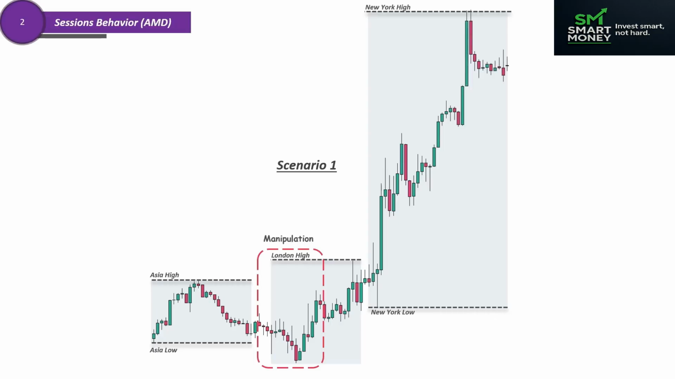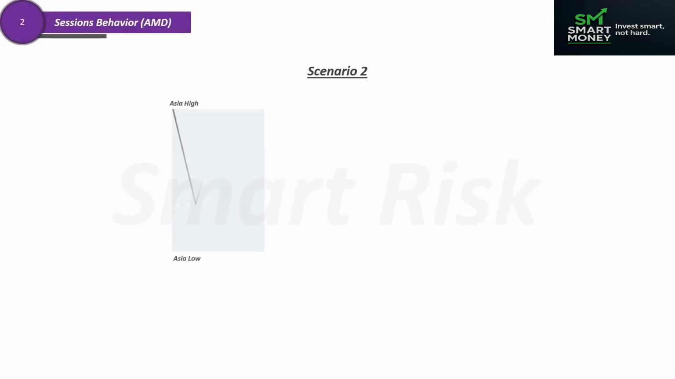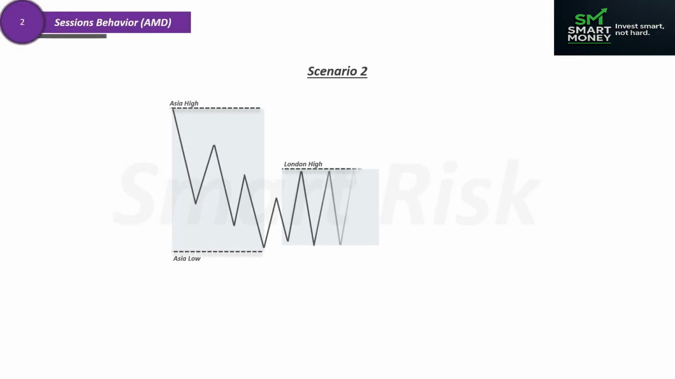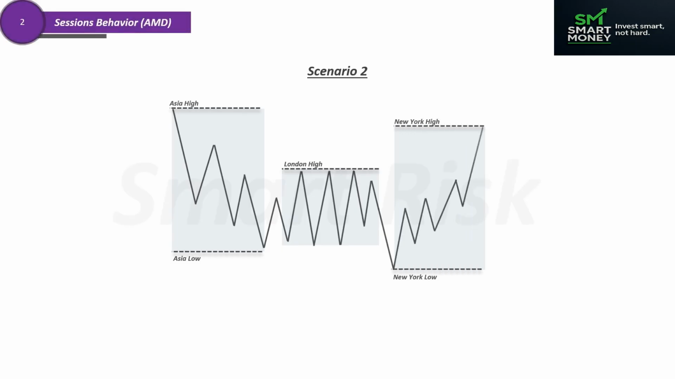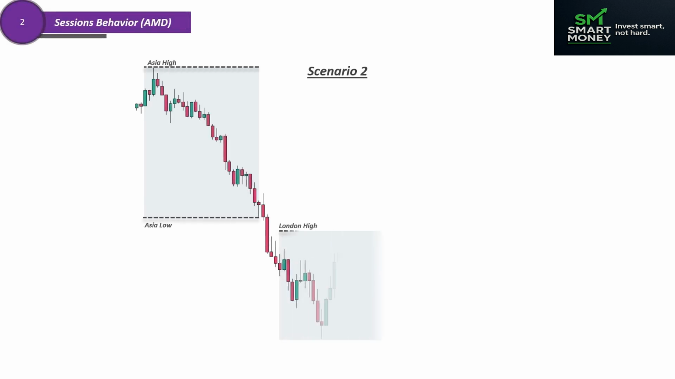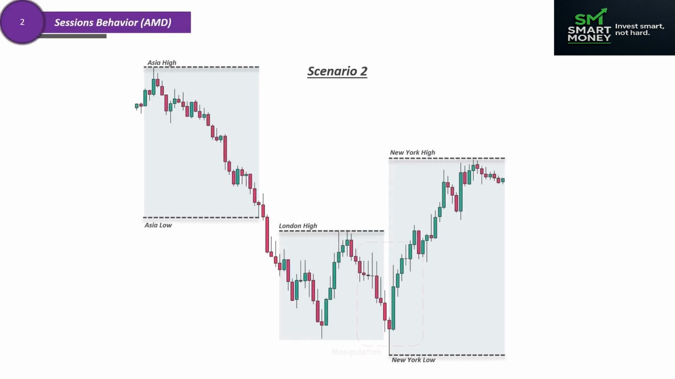However, if price expands instead of accumulating during the Asian kill zone, then you should not expect London to manipulate right away. Instead, London is more likely to accumulate, which means the manipulation phase is more likely to happen during the New York or London close kill zones. So in the end, it all comes down to what the Asian session did first. If you check the Asian kill zone first, it gives you one of the most accurate ways to anticipate the market's next likely behavior.